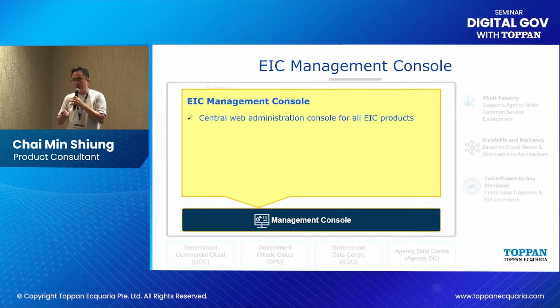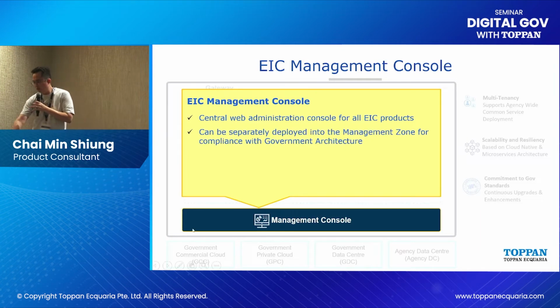So you have a web-based console. Regardless of what product you have, you can configure it in your web console. Next, it can be separately deployed in the management console zone for your compliance with government architecture. What it means is that when you saw that EIC was deployed inside your integration tier, your management console can be deployed in the management zone. It need not be together with your integration tier. This means that we comply with IM8 requirements where all your administrative tasks are performed inside the management zone.